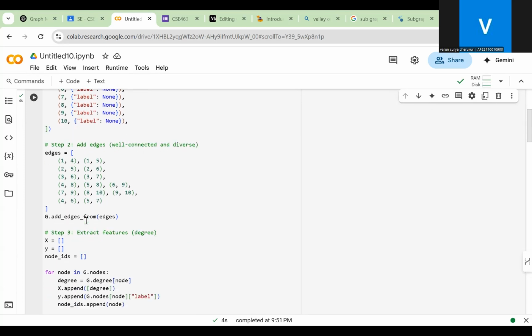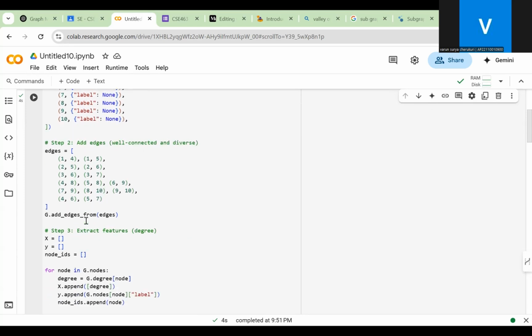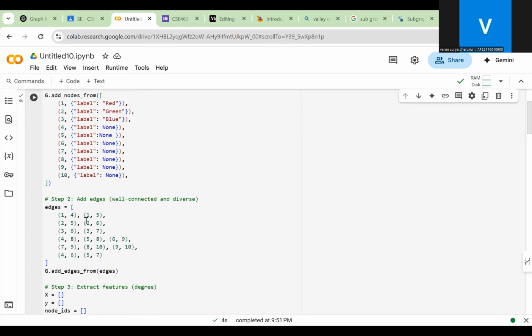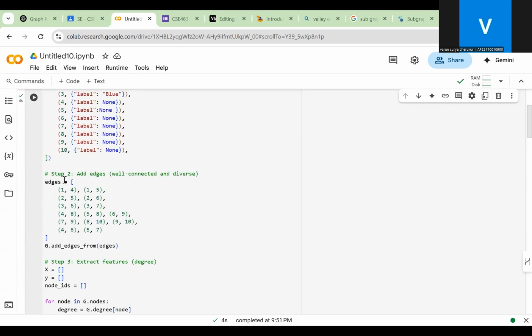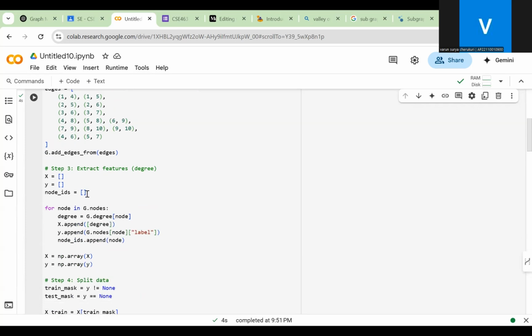And we will extract the features. Extracting features means extracting degrees for a specific label, like how many neighbor nodes there are for nodes 1, 2, 3, 4, 5, 6, up to 10. And we're gonna extract that.